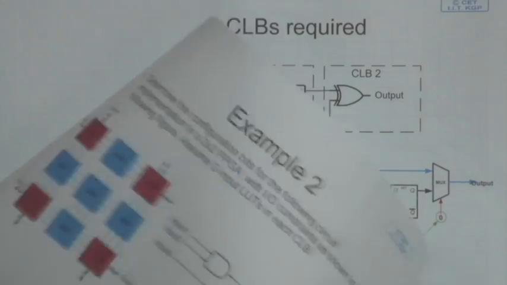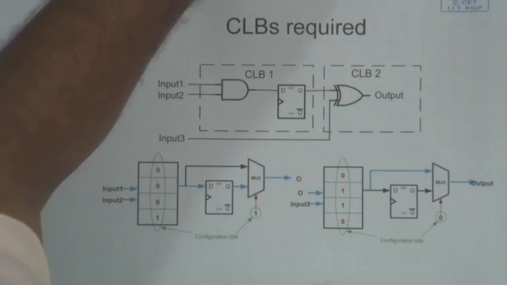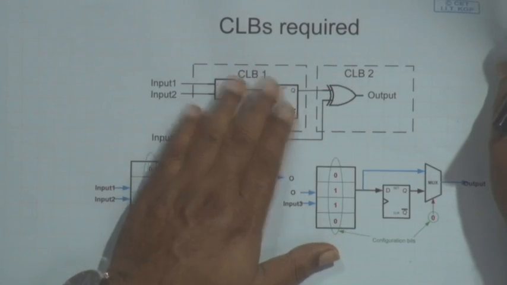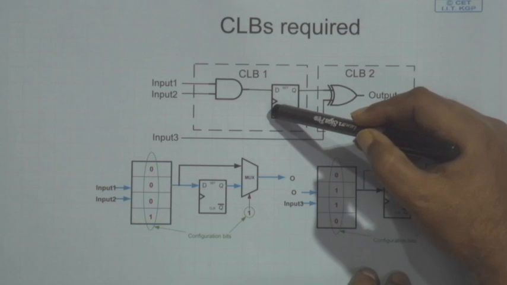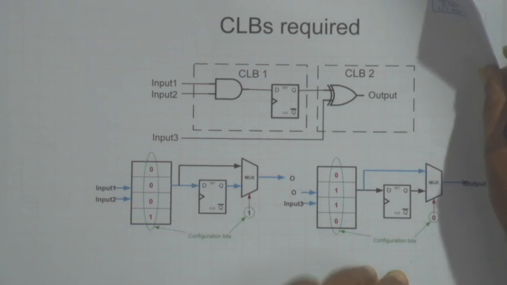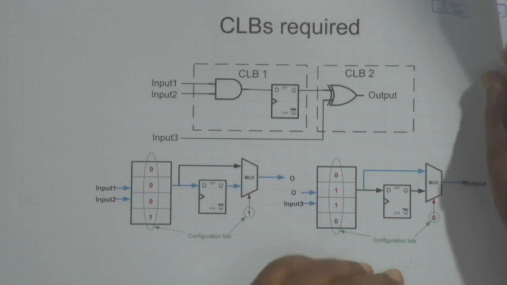The next part that will be required is selecting the CLBs on the FPGA array. So, you see, this is the programming. I have done some allocation here, allocation of the tasks to two different CLBs, but where should those CLBs be placed?